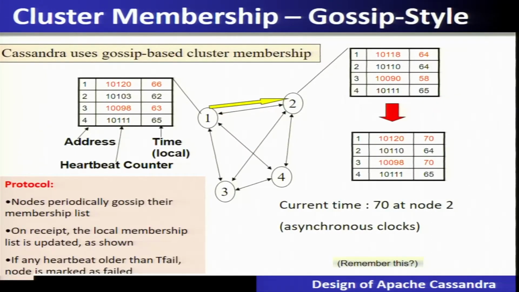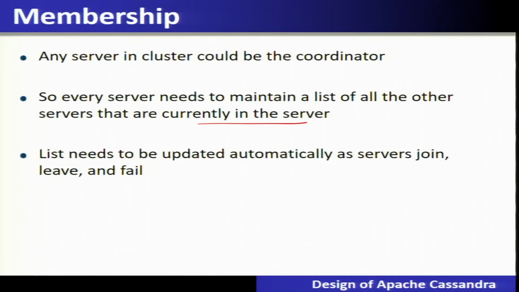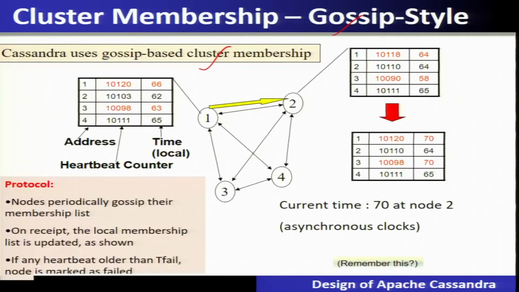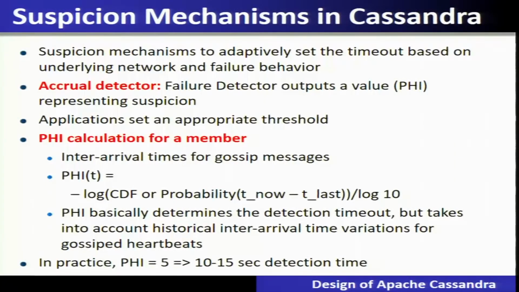So, this cluster membership is done through the protocol which is called a gossip style protocol. So, Cassandra uses gossip based cluster membership. Cluster membership means that it has to keep a list of, or it has to update the operations such as when a server joins, leaves and fails in this particular ring, that is done by the cluster membership.